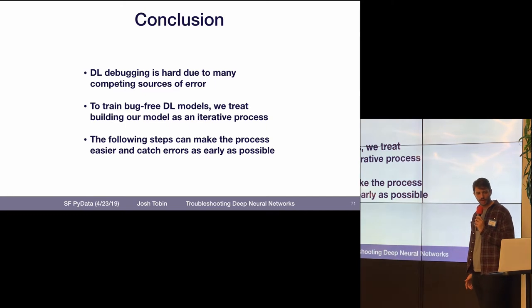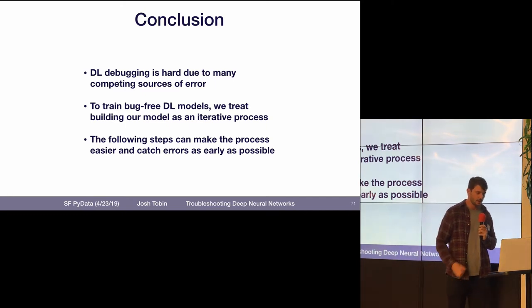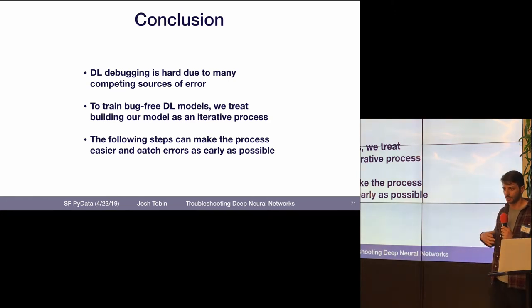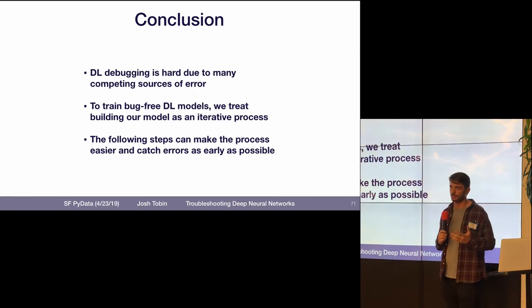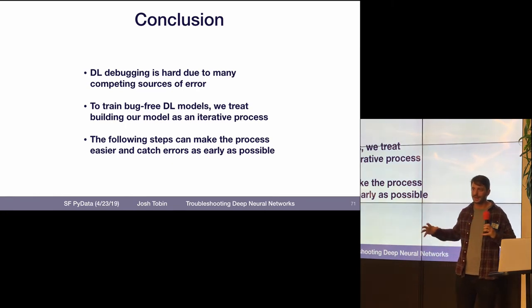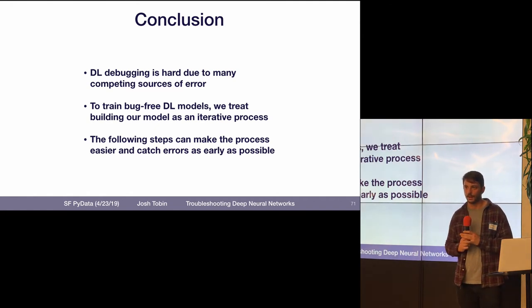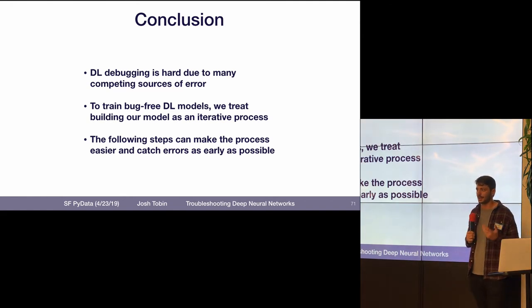Okay, just a couple of last thoughts. What do I want you to take away from this? I think a key insight for me when I was learning about deep learning was that the reason why it's so hard to debug these models is because there are many sources of error that can cause the same degradation in performance. And so just looking at the data, just looking at the learning curve, does not actually tell you what's going wrong with your model.